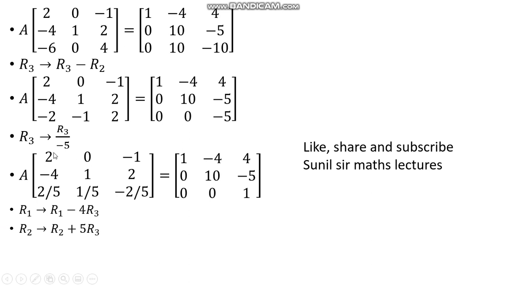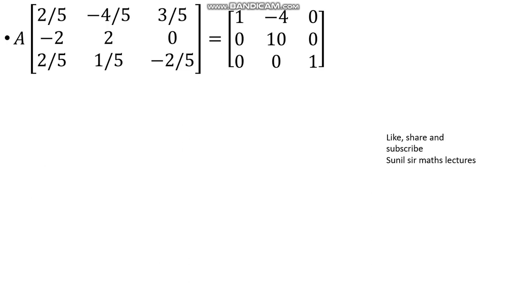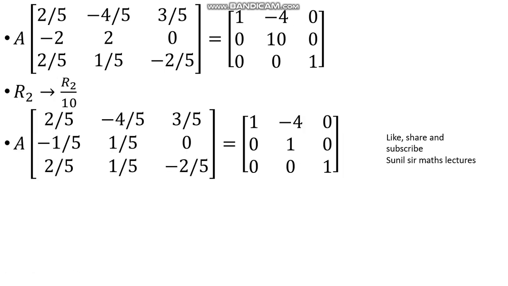R1 minus 4 R3 means 2 minus 8 by 5. 2 minus 8 by 5, rough work, will be 2 by 5. 0 minus 4 by 5, minus 4 by 5, minus 1 plus 8 by 5. So minus 1 plus 8 by 5. This all will come out like this; in this way the fractions have come. Now we got this all, and I forgot to make this 1. So there is no alternative, we should divide the second row with 10, and you got this.